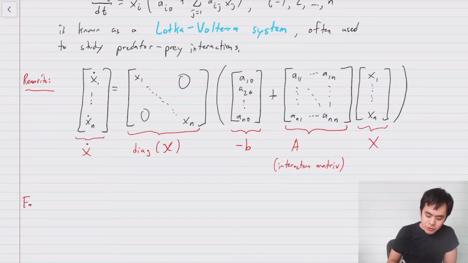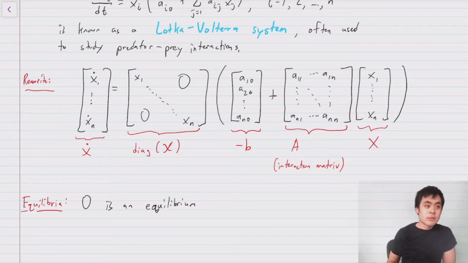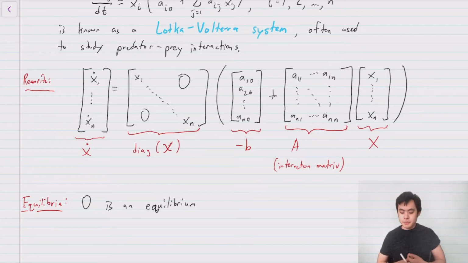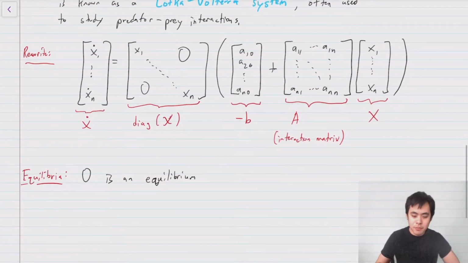And so from this form, you can pretty quickly figure out the equilibria. So the first thing is that 0 is an equilibrium. And this is because, well, if x is equal to 0, then the diagonal matrix that has x along its diagonal is also the 0 matrix, and so you get 0. So this should be pretty easy. You can just plug that in, and you'll find that that's an equilibrium.